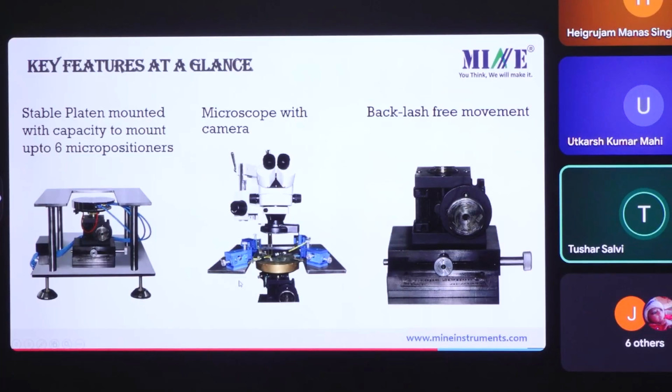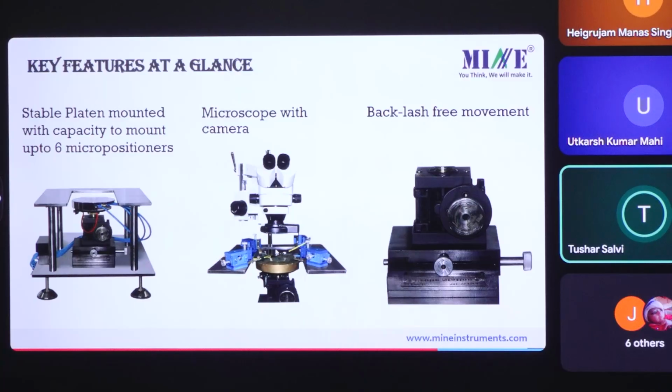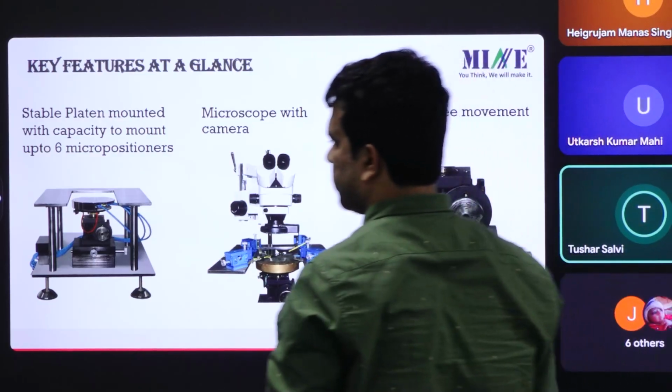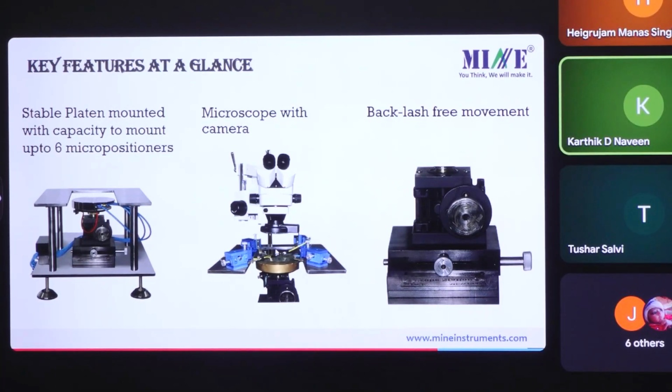One thing I would like to describe is that our XY stage is completely backlash free. You will not find any backlash in our XY stage. Even if you purchase our micro positioners, these are also completely backlash free. Sir, do you have any doubt or query on this particular slide? If you have any question, you can ask me. Anyone have any question? No, please continue. Yes, why not?